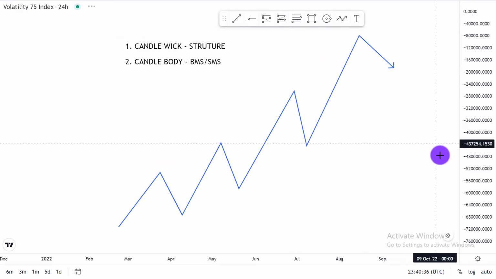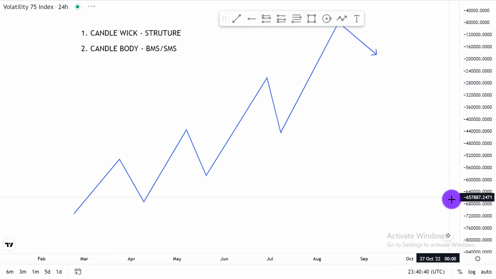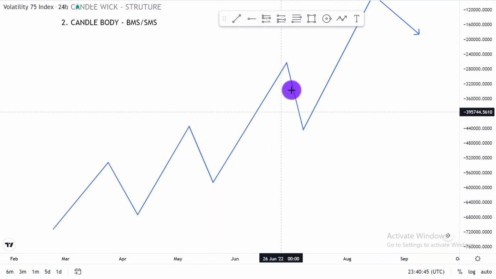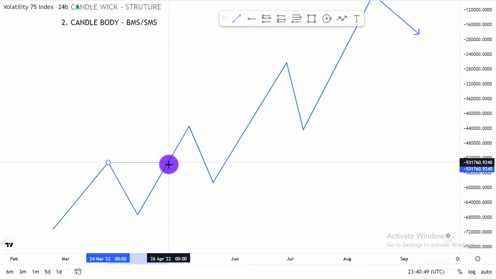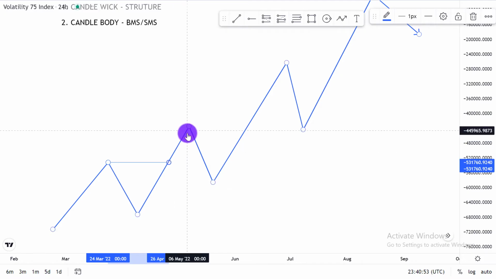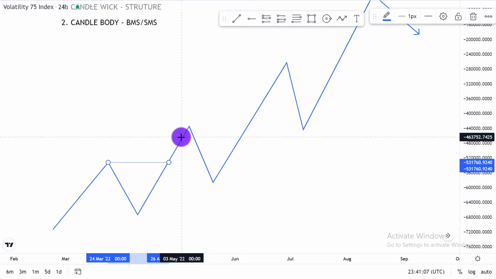Okay, how do we identify a break in market structure? We have a break in market structure when the candle body closes above a high, as we see here, candle body closing above the previous high. That's a break of market structure here. The previous candle high that we identified as structure here. Once price action closes above that high, candle body closes above the high, we have a break of market structure.